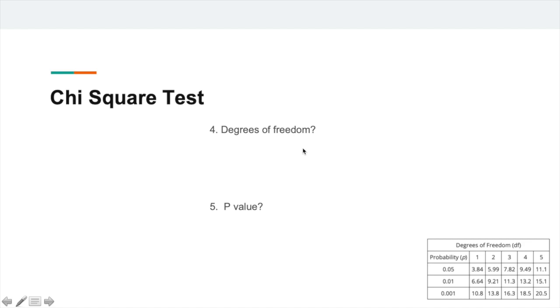So degrees of freedom. Now remember, the way we determine degrees of freedom is basically by the number of expected outcomes. So basically the phenotypes minus 1. So in this case, we had the 4 different phenotypes, right? We had the red eyes and normal wings, we had the red eyes and no wings, we had the sepia eyes and normal wings, and the sepia eyes and no wings. So that's 4 in total, and then minus 1, we get 3 degrees of freedom.